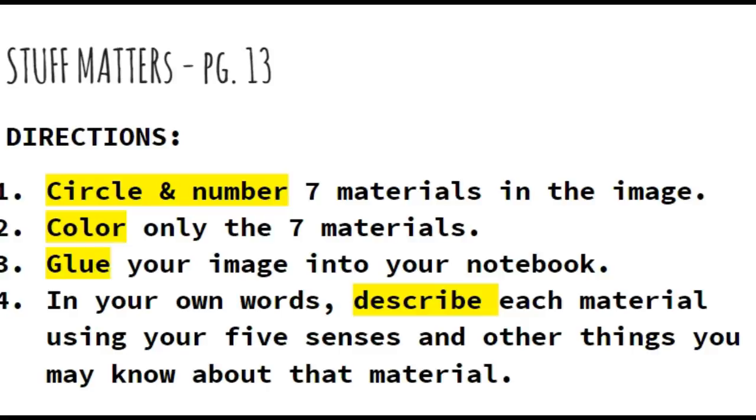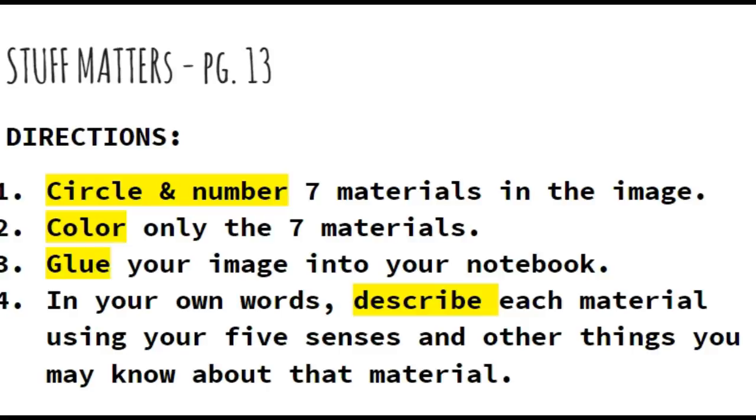Then we wrapped up with an activity called Stuff Matters. If you were absent in school today, you'll need to pick up a handout. I gave everybody a picture. On your picture, you needed to circle and number 7 different types of matter within the image. Then I wanted you to color those 7 items. So you don't need to color the whole picture, just those items so that they stand out.